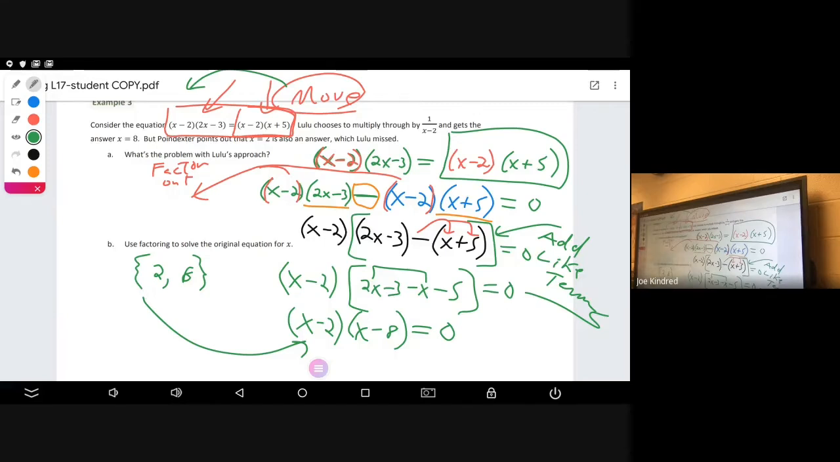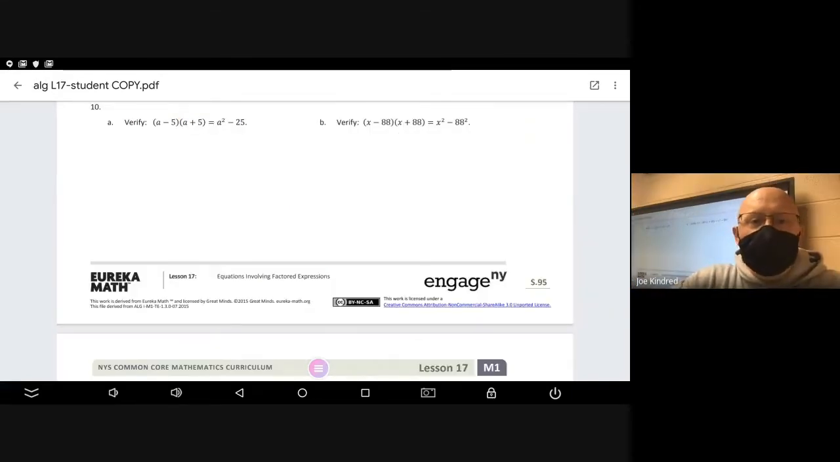And that's how we use factoring and all the skills we've learned so far to solve this seemingly complicated equation. That'll do for this one. Okay, there are two more that I want to do in this set, and they're at the tail end of the lesson, 17 here. Number 10 says verify.